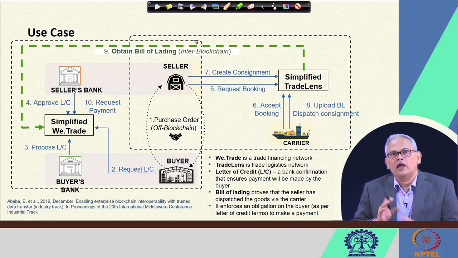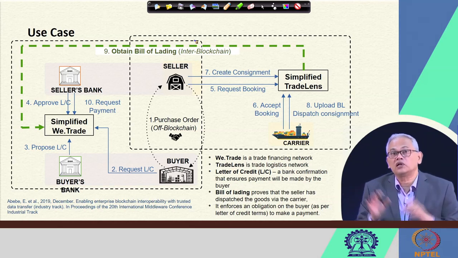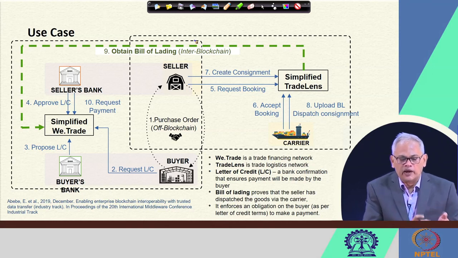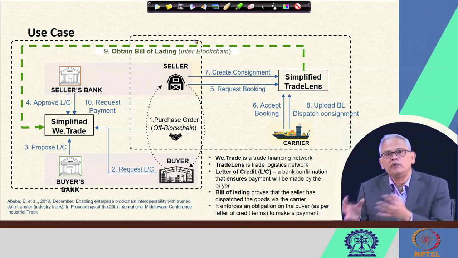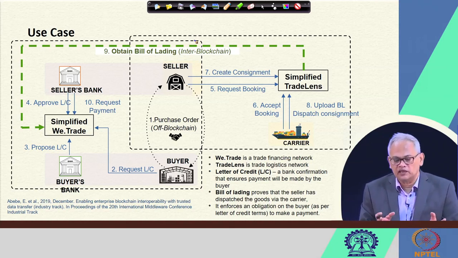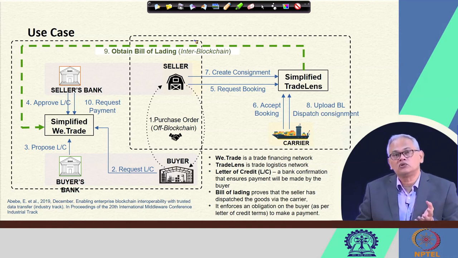and we see that the seller is the entity which is common in the two networks which are otherwise independent. In the left network we have the buyer, the buyer's bank and the seller's bank, and on the right hand side in the STL we have the shipping companies. So what happens is, the buyer wants to buy something from a seller. The buyer raises a purchase order on the seller, and then the seller will have to transfer the goods.